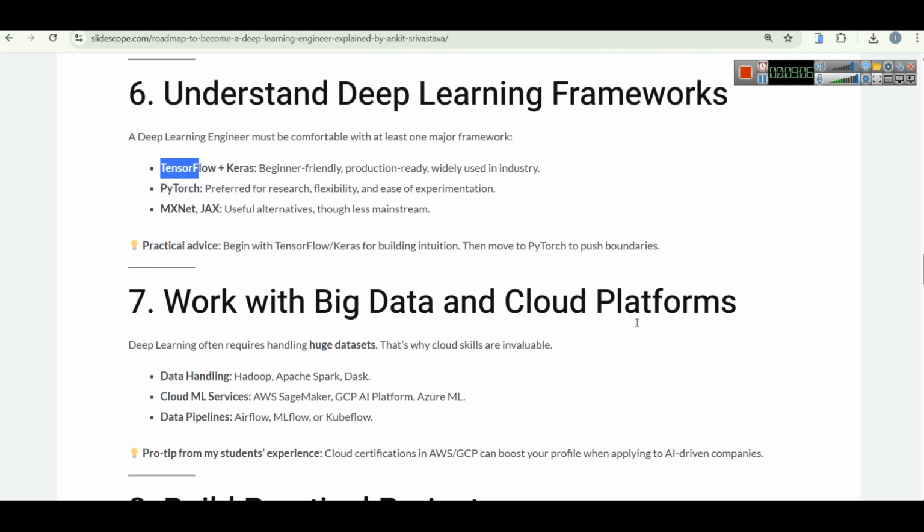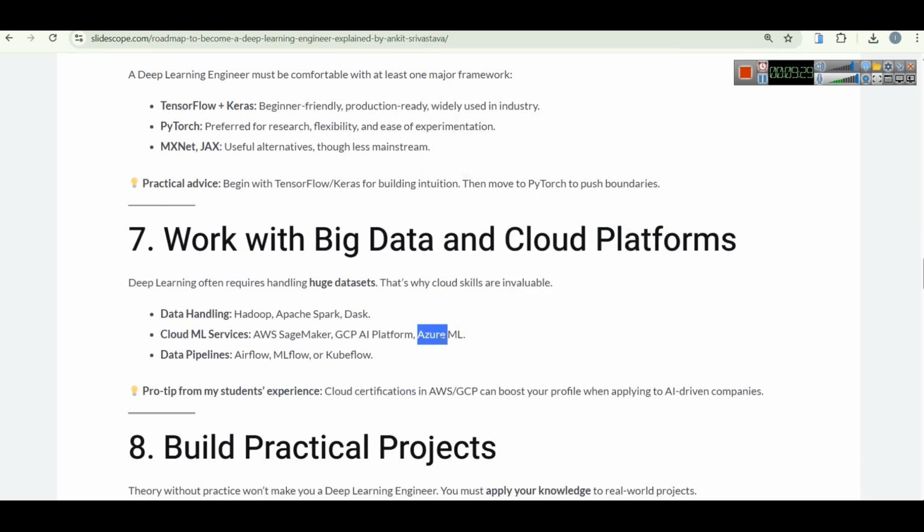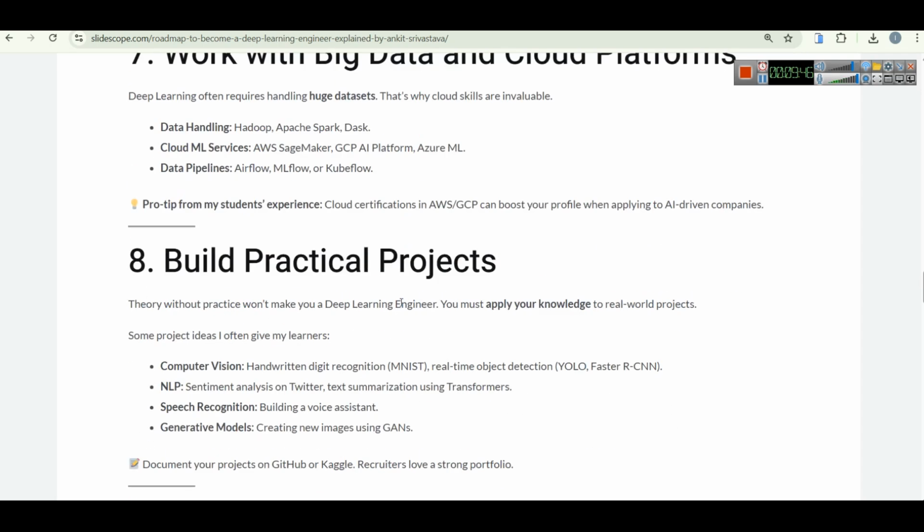Then you can work with big data and cloud platforms. Deep learning often requires handling huge data sets. That's why cloud skills are invaluable. Data handling, that is Hadoop, then Apache Spark or Dask. Cloud ML services such as AWS SageMaker, GCP AI platform or Azure ML. This is also good. We have been trying this recently. Data pipelines like Airflow, MLflow or Kubeflow. Pro tip: cloud certifications in AWS, GCP can boost your profile when applying to AI-driven companies.